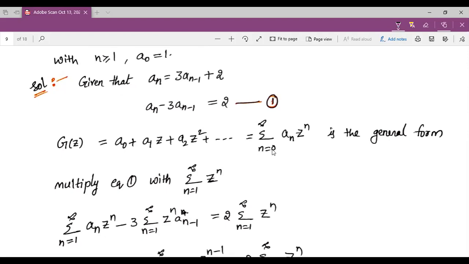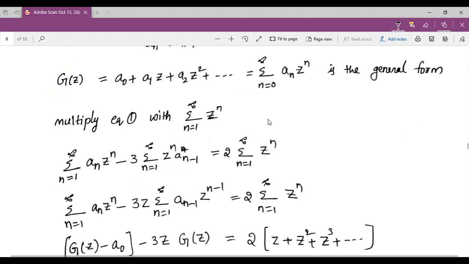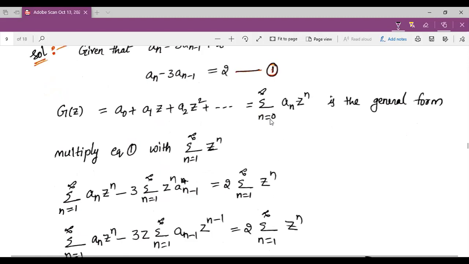For the given value of 1, here the series starts with 1. So for the given value of 1, the sequence is n is equal to 1 to infinity. So here a1 z. Okay, so in total the sequence is equal to a1 z plus a2 z square plus and so on. So the remaining value is equal to g of z minus a naught.